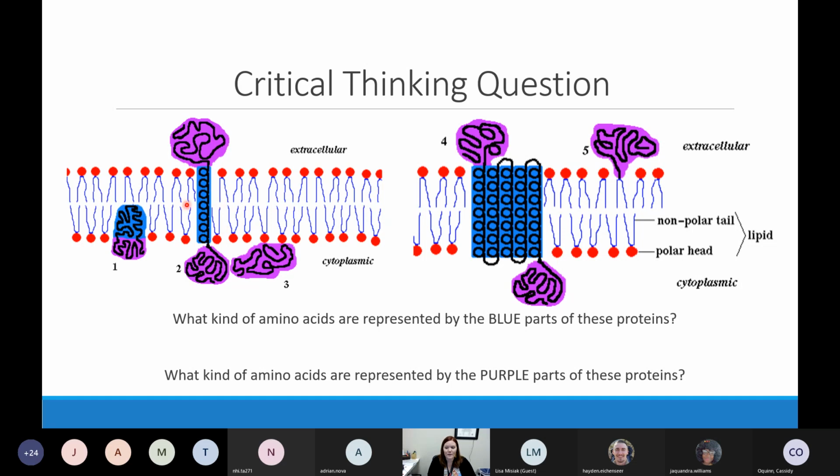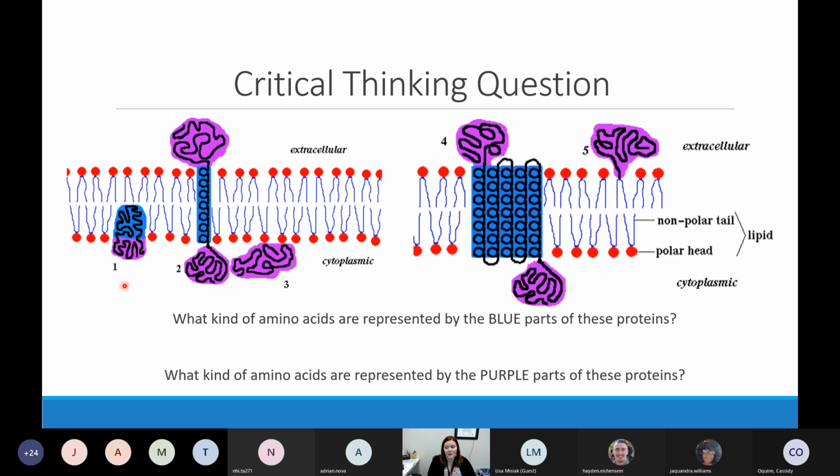So these blue amino acids here are non-polar amino acids. That's the only personality type that plays nice with the membrane. Same deal with these right here. The part of this protein that's inside the plasma membrane, non-polar amino acids. We see the same thing over here as well. Parts that are embedded in the plasma membrane, nonpolar amino acids.